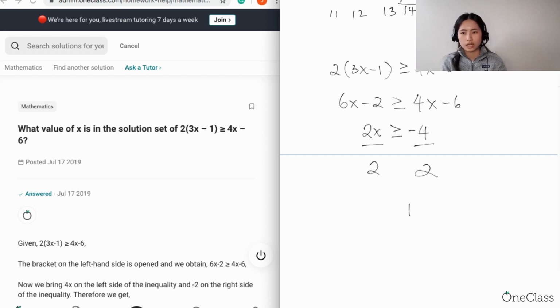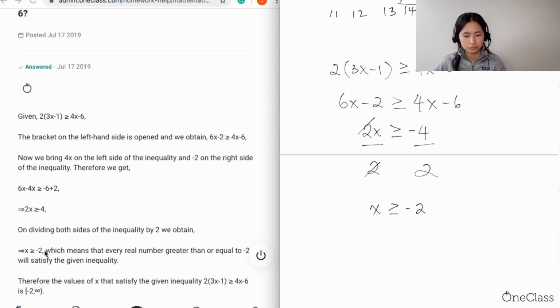Okay, great. Because the negative sign is on 4, not on 2, we just keep this inequality symbol. If it's greater than or equal to, we keep it as greater than or equal to. Therefore, we can cancel this and this, and we get x greater than or equal to negative 2, because a negative number divided by a positive number is still a negative number. Great, so we have x greater than or equal to negative 2, and let's see what they said.